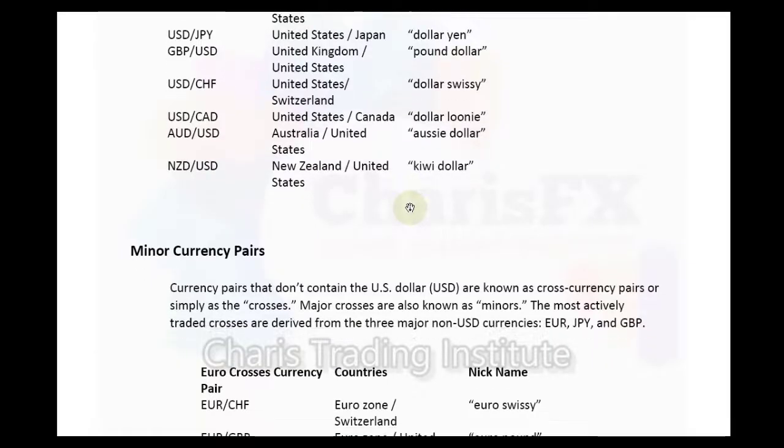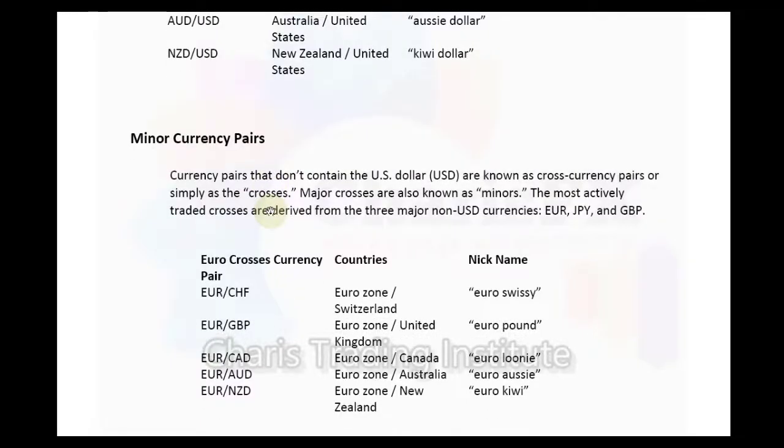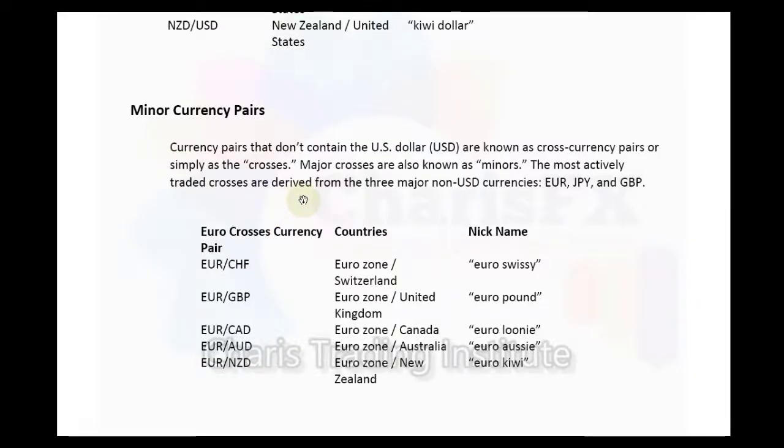Okay guys, so let's quickly look at minor currencies. Minor currencies are those currency pairs that do not contain the dollar on one side, and they are known as cross currency pairs, or simply the crosses. That's another name for minors. They are also called the crosses. Major crosses are also known as minors.